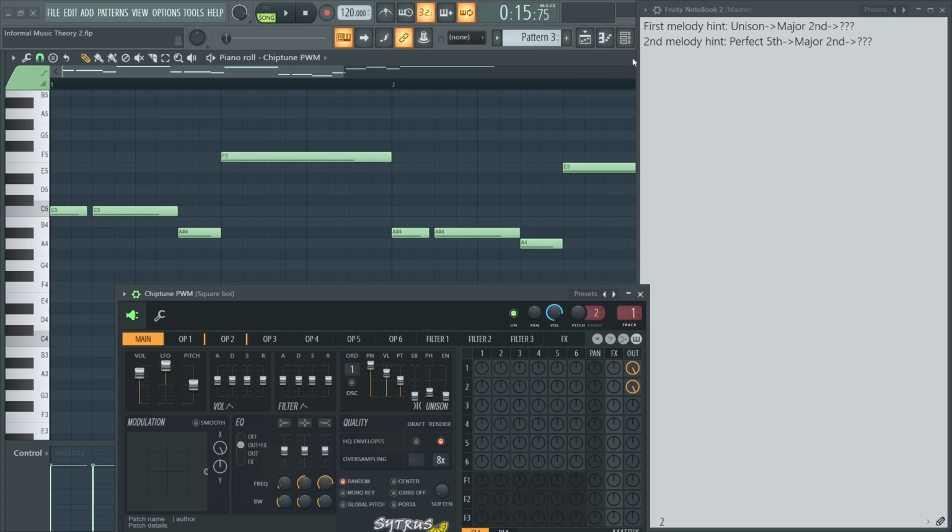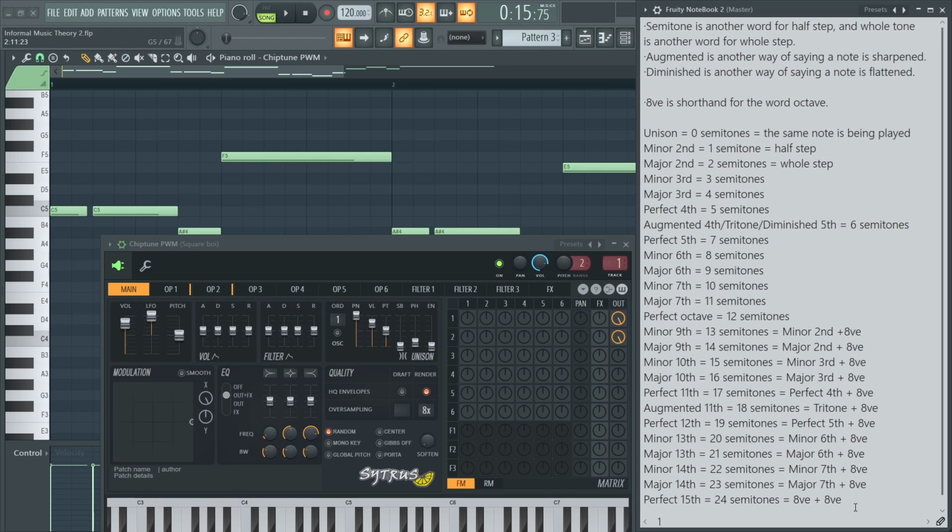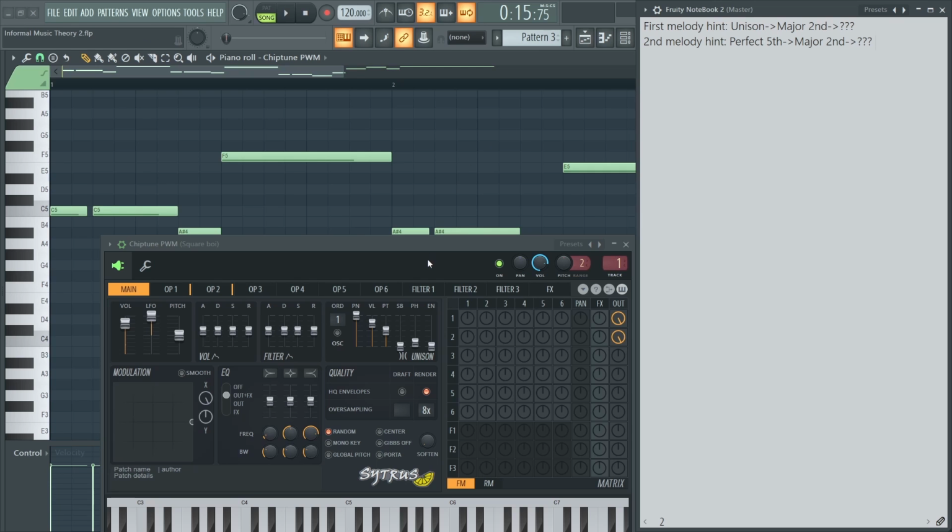So for the first melody, I have the first two intervals written down. So I have unison because the C repeats, and then I have major second because the C goes down a major second to A sharp. So in the comments, I want you to write down the full melody in this notation using the knowledge we have from this page. Feel free to take a screenshot and reference that as you decipher this melody.